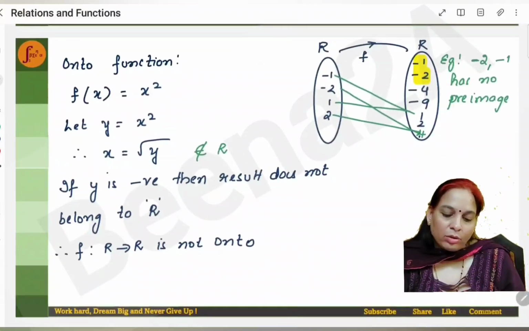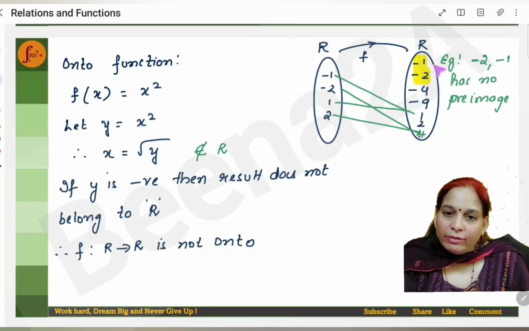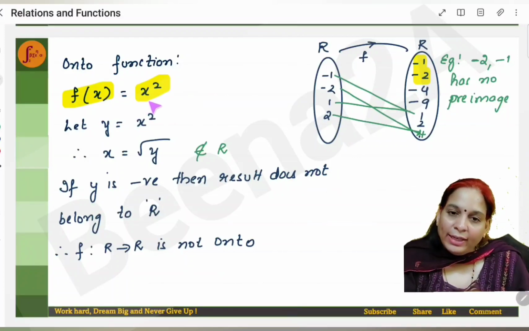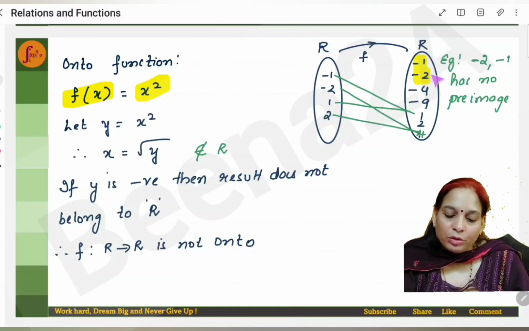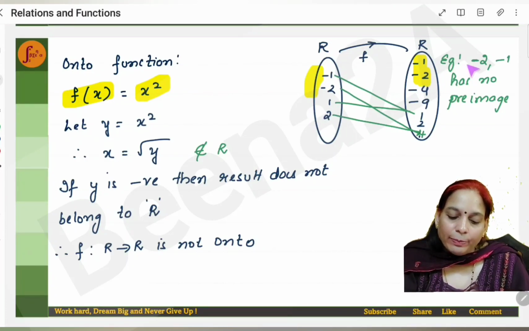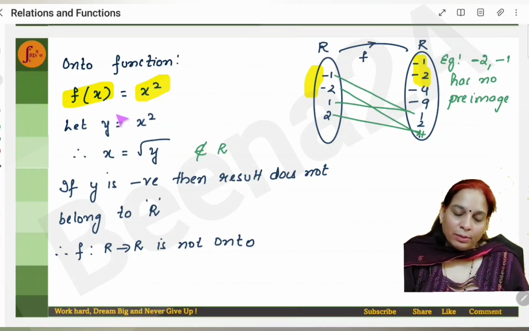Now we'll check if it is onto. Again, it will not be onto because for negative numbers, since it's a square function, right? X square. Anytime you have a square function, you will never get a pre-image for negative numbers. That is, these negative numbers can never be mapped to any element in this particular set, right? So for example, minus 2 or minus 1 has no pre-image. Therefore, it's not onto.